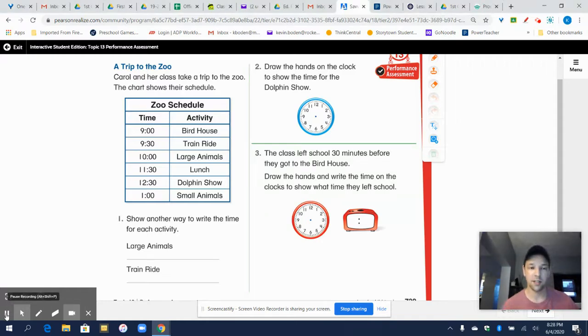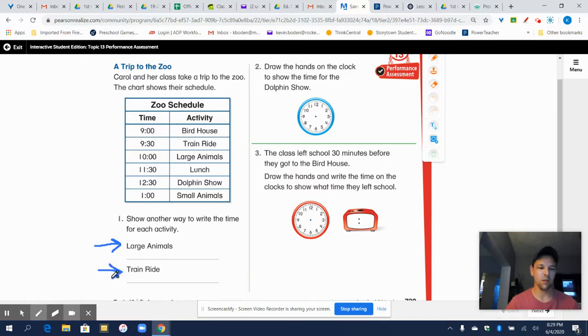All right, now that you had a chance to check out all those activities, it's time for us to get this done. Let's do this. So, number 1 says, show another way to write the time for each activity. And the activities down below say large animals, and they say train ride. So that's where we have to come up with a different way to write large animals and train ride.